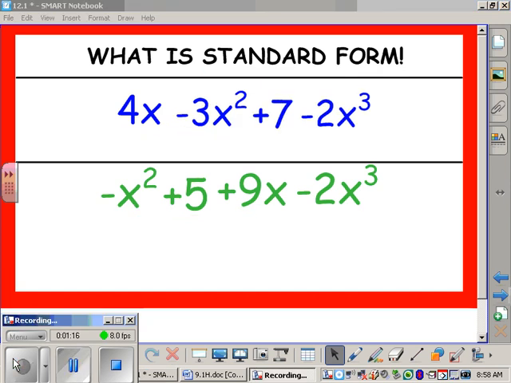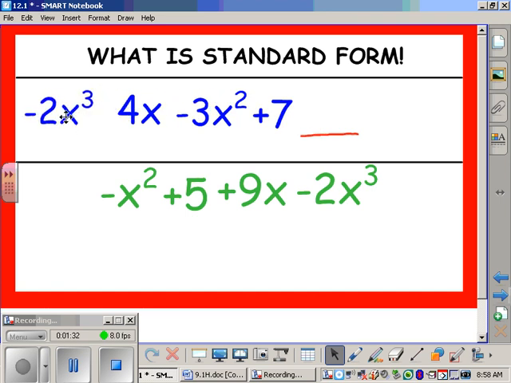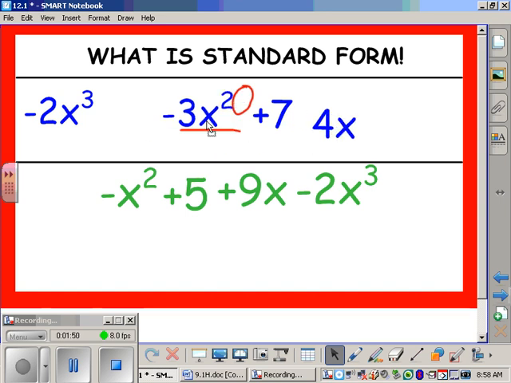For the first polynomial, if you look at the 4 terms, you must first decide which term has a variable with the largest exponent. And hopefully you can see that it's the negative 2x cubed. So you want to move that to the front. Then if you look at the remaining terms, the term with the next largest exponent is the negative 3x squared, because 2 would be the next largest compared to the 3, which is the exponent of the x in the first term. So let's move the 4x back and slide the negative 3x squared over.